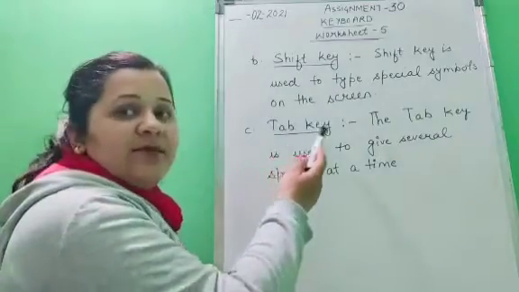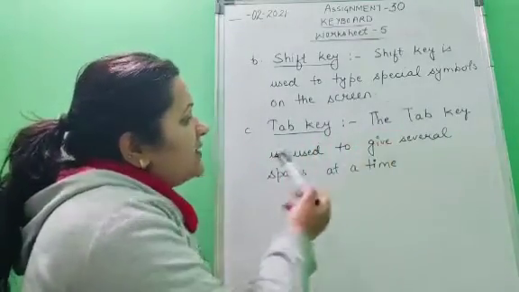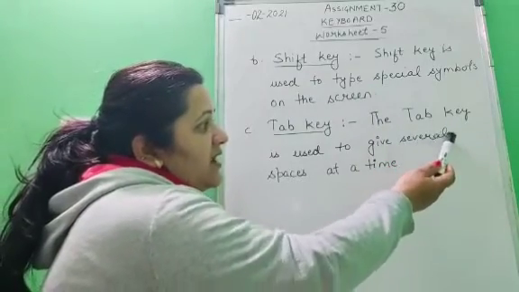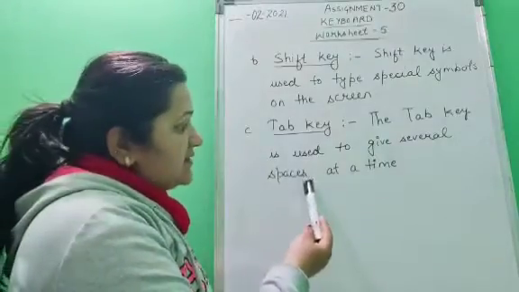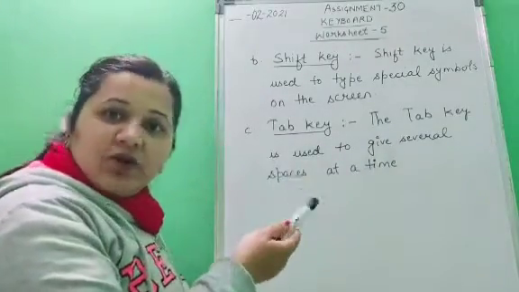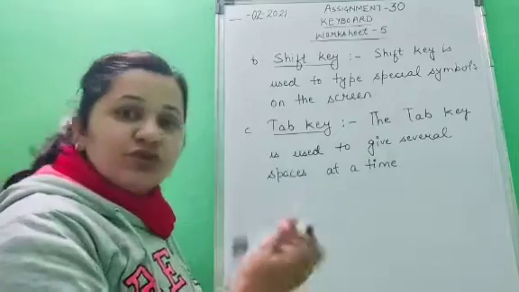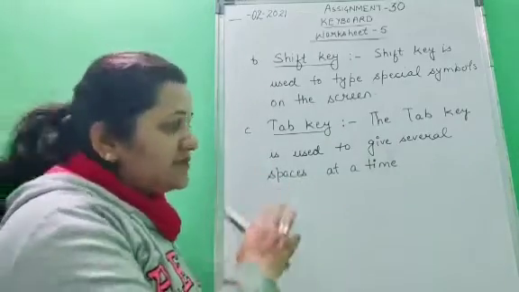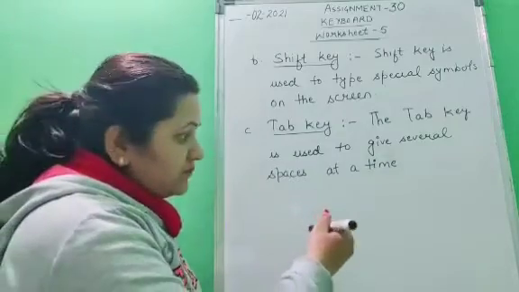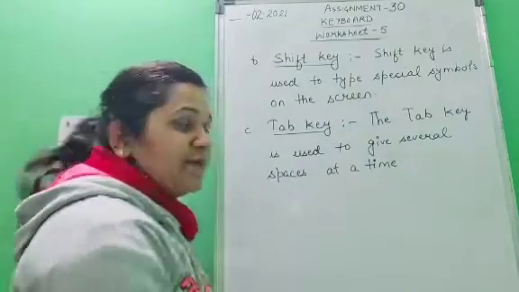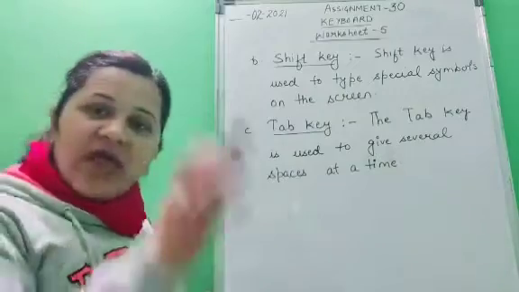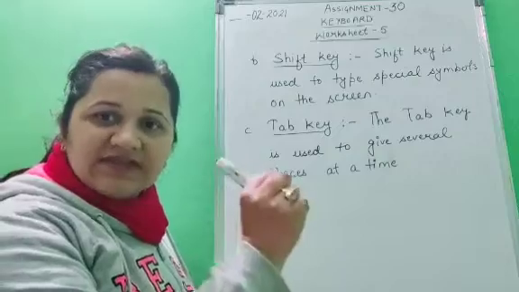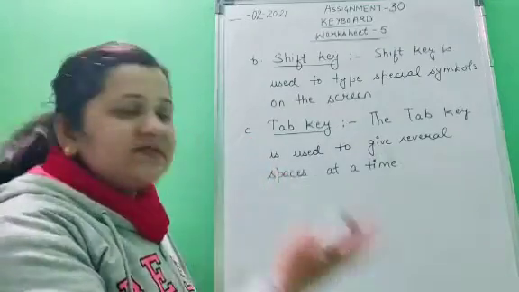Next is tab key, T-A-B, tab key. The tab key is used to give several, S-E-V-E-R-A-L, several spaces at a time. That also we have discussed earlier, that tab key is used to give several spaces, means more spaces in one go. If we press tab key, the cursor will move several spaces. So there is a difference between tab key and space bar key. Space bar key will give only fewer spaces at a time, but tab key will give several spaces at a time.